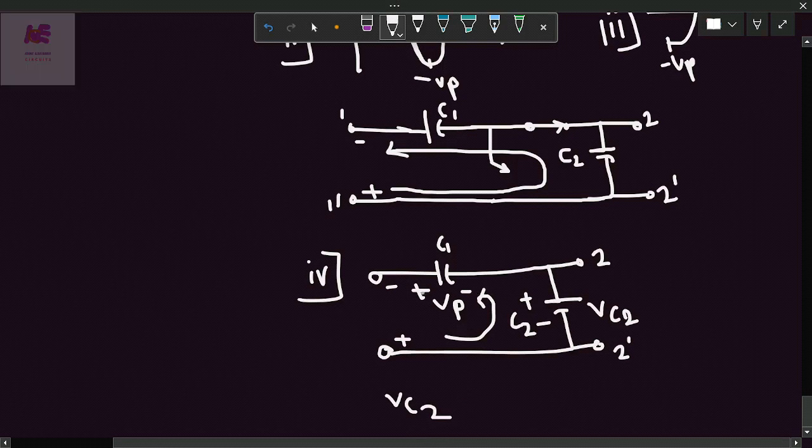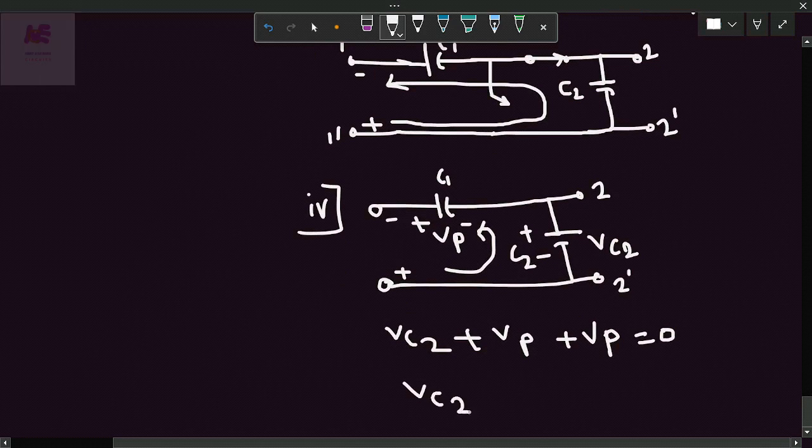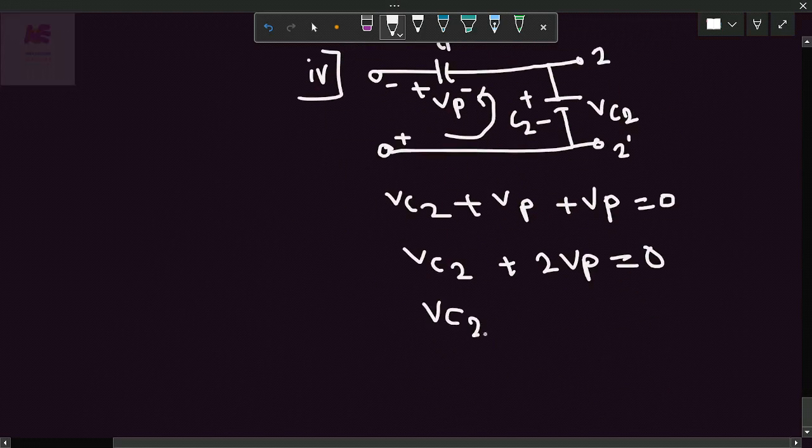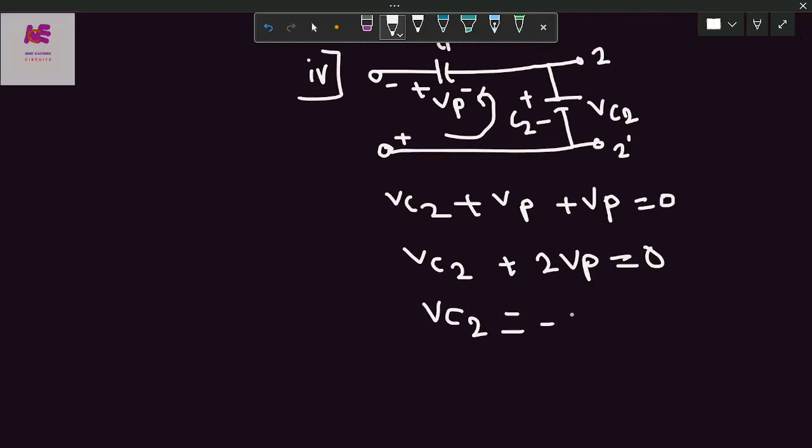From negative to positive, second sign is positive, so the voltage across is Vp. Coming down, the second sign is plus, and this voltage is plus Vp, which is equal to 0. So after solving, what are we getting? This is plus 2 Vp, this is equal to 0. As we know, the maximum voltage across this terminal is Vp, and I'm considering the second sign, so this is plus Vp. Plus Vp and Vp, we are getting plus 2 Vp is equal to 0, and the voltage across capacitor C2 is equal to minus 2 Vp.